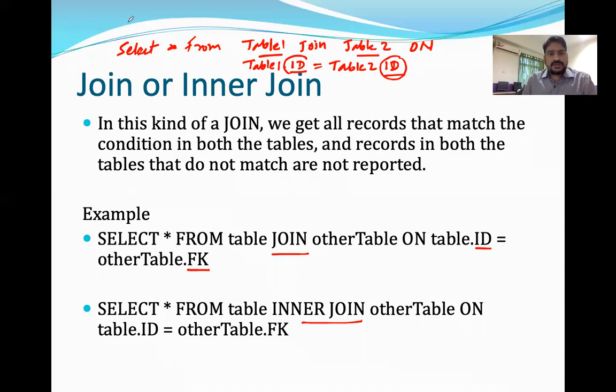Natural join is something different. How will I write natural join? I'll write select asterisk from table 1 natural join table 2.